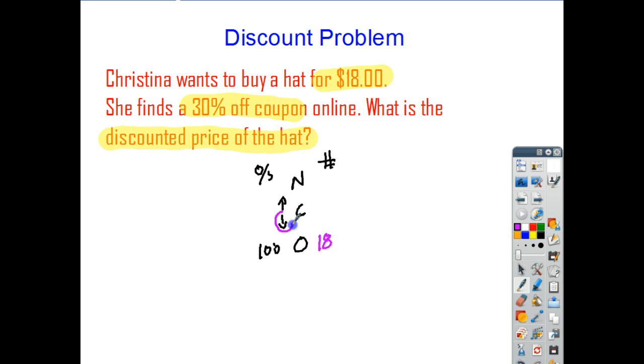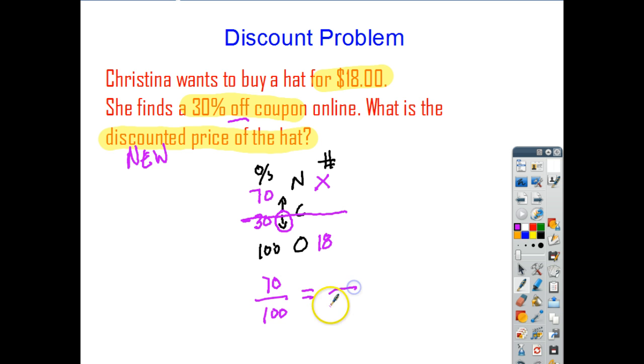That's a change. That's down. The off means taking off the price, so I'm going to subtract. I'm no longer paying 100% of that full price. I'm subtracting 30%, so my percent at the end will be 70. Now it asks, what is the discounted price? Well, the discounted price is the new price of the hat, and so I'm going to put my X there. I've located where my variable is going to go. Hopefully you can see where your proportion comes into play here. 70 over 100. I'm paying 70% of the full price of that hat.